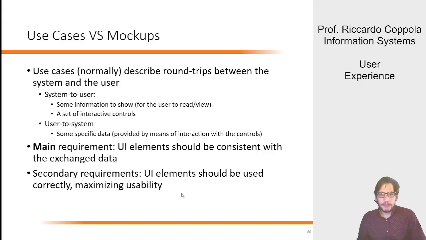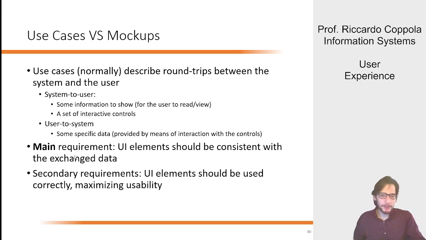And finally, we will see how to transition from use cases to mockups. So the use cases normally describe round trips between the system and the user to perform a specific user goal. So I need to take all the steps where I have system to user interaction and show the information in my mockups. Then I have to understand what is the type of information that I get from the user and provide controls to input this information.